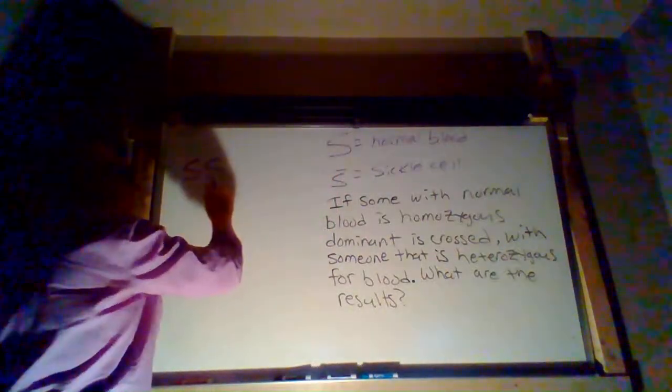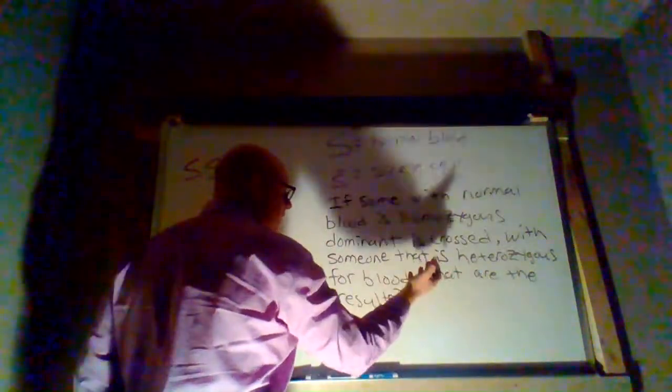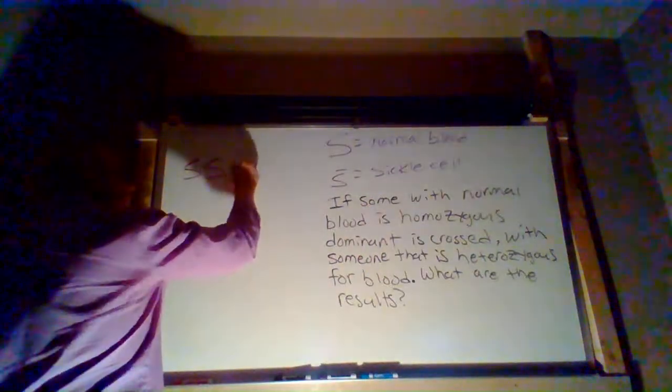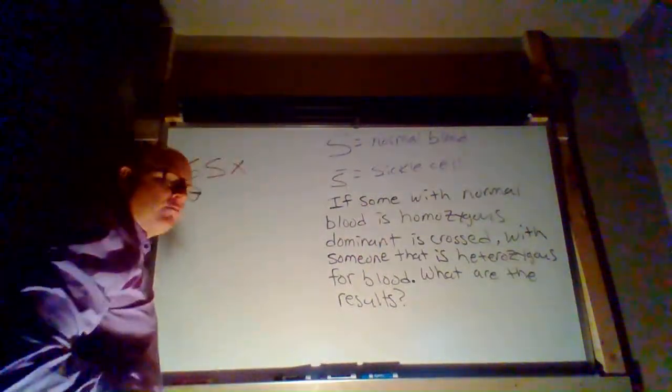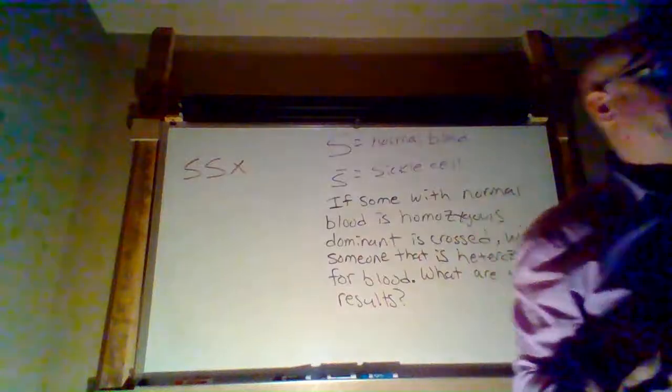Two capital S's is crossed with the mom, for instance, that is heterozygous for blood, which means heterozygous then means one of each allele. So what two letters would that be? So think about that for a moment.